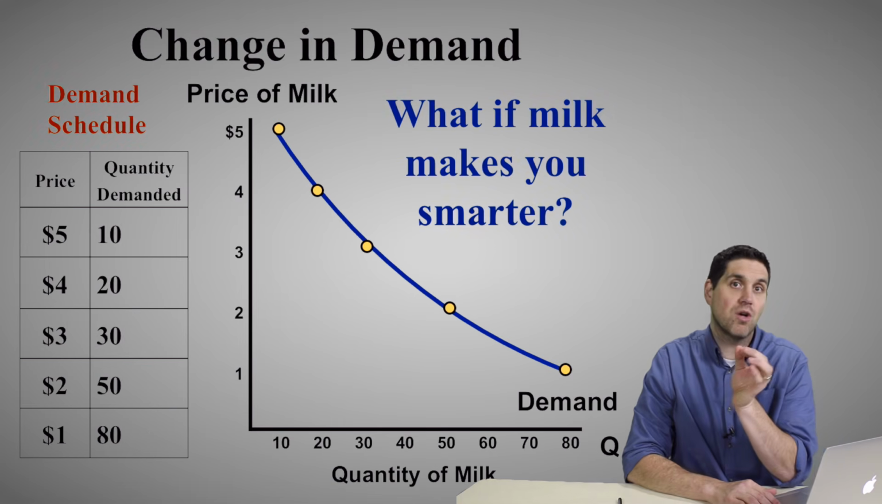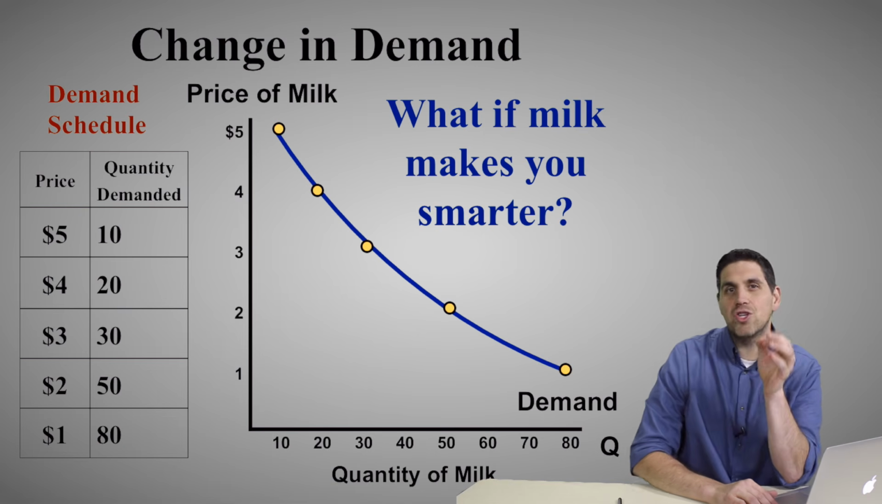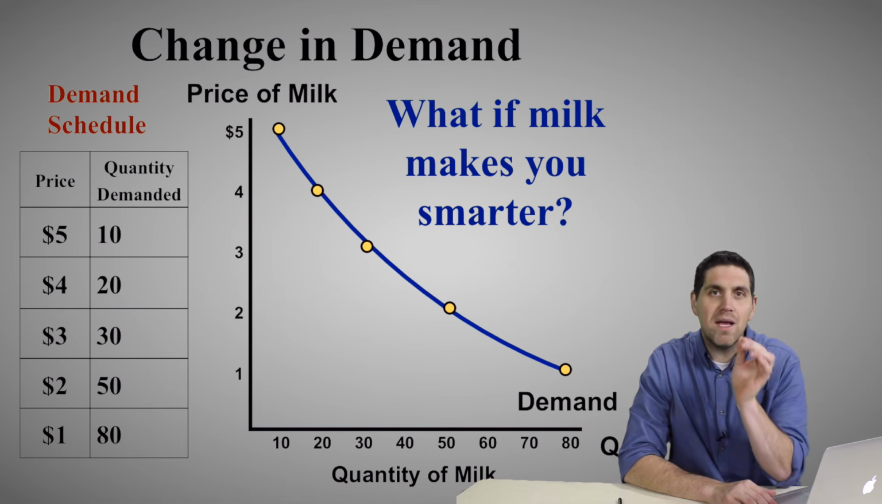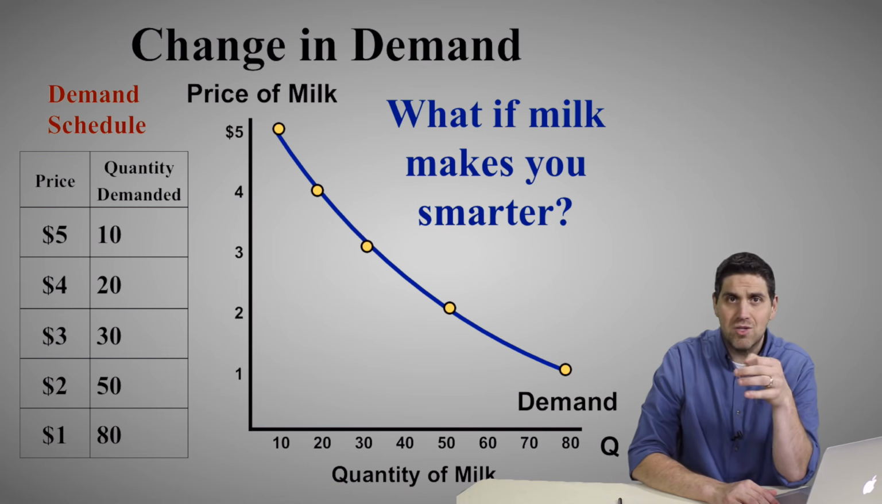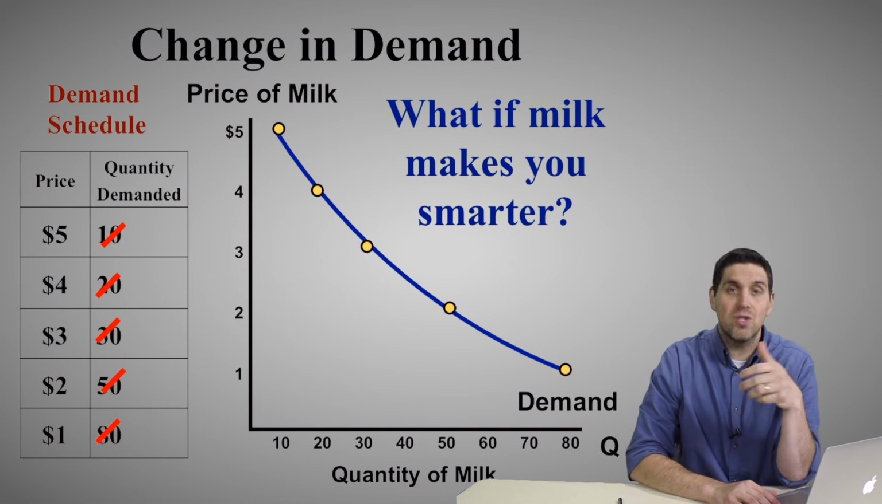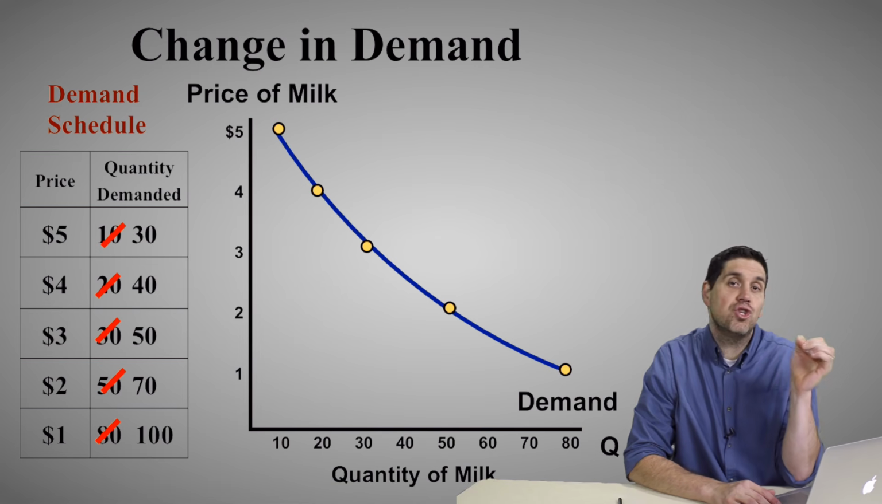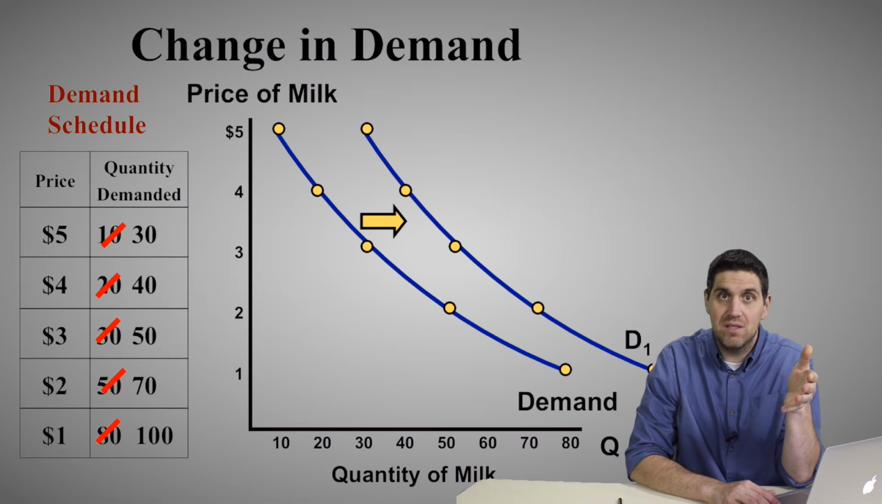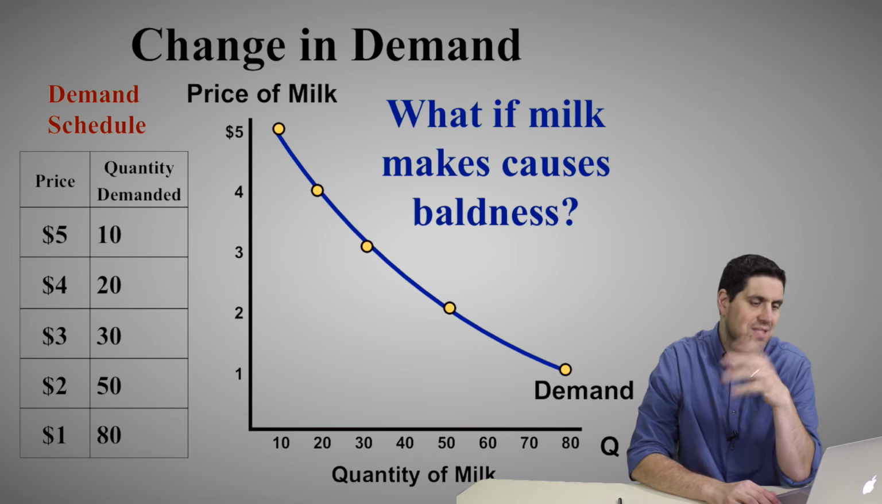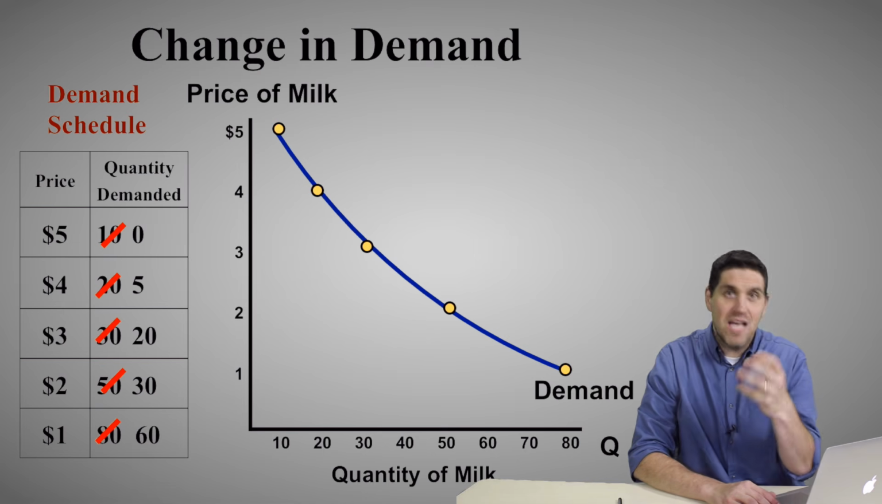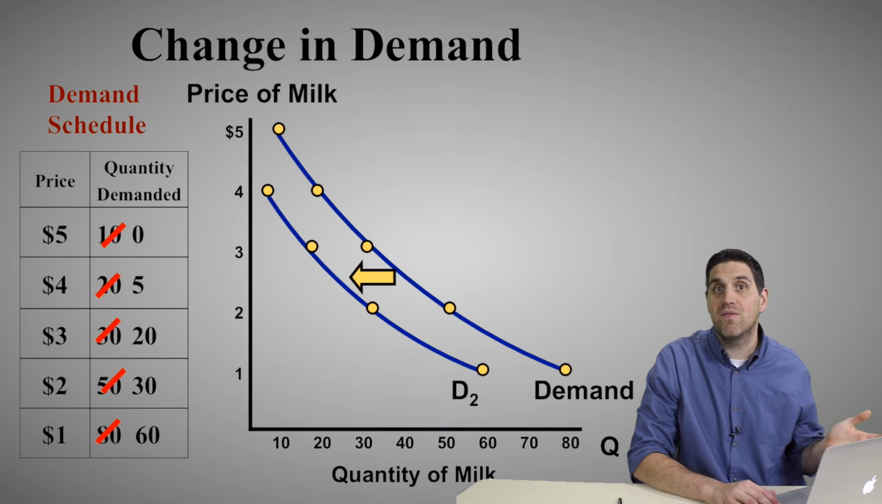But a demand curve can also shift. So if there's some other change other than price, the demand curve can shift right or left. So if milk makes you smarter, if some study comes out that says milk makes you smarter, people will want more milk, right? And so at every single price, people are going to want more milk. The entire curve will shift to the right. That's called an increase in demand. Now, if something else happens, let's say milk causes baldness, then that means fewer people want to buy milk. The entire curve would shift to the left.